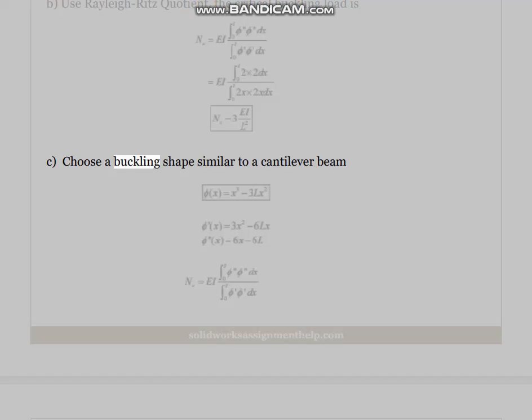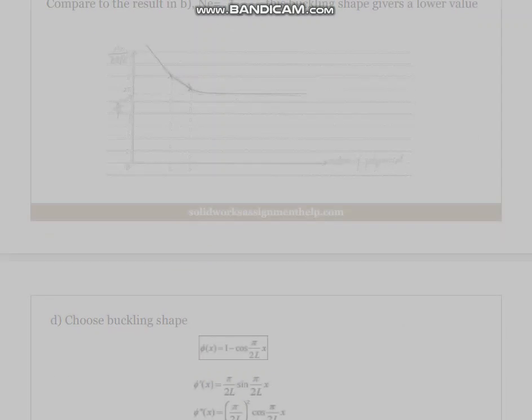C. Choose a buckling shape similar to a cantilever beam. Compare to the result in B. This buckling shape gives a lower value.